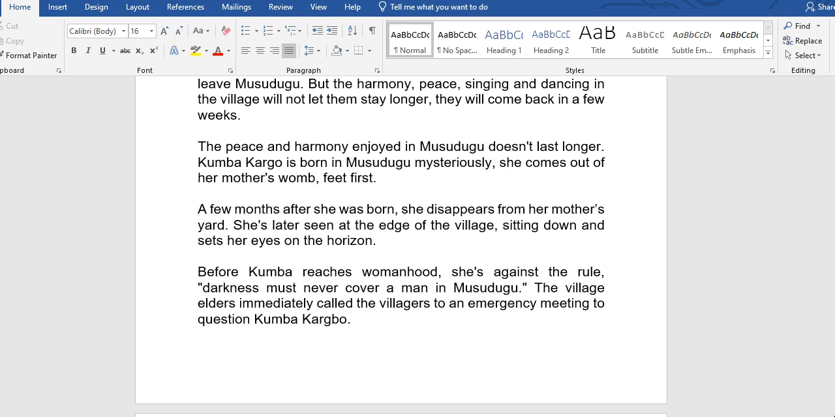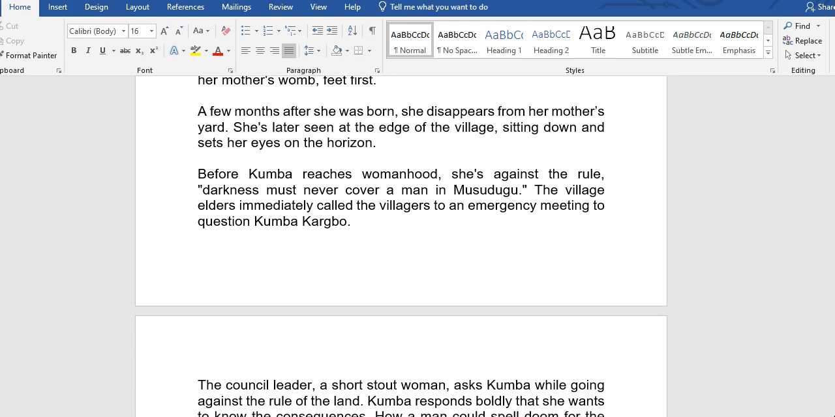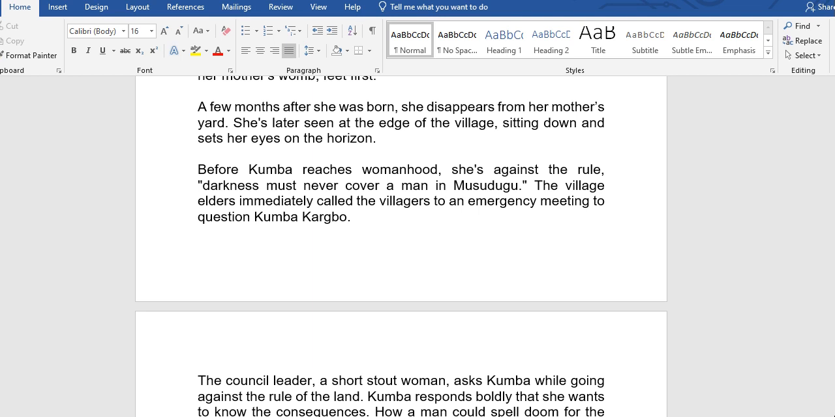A few months after she was born, she disappears from her mother's yard. She is later seen at the edge of the village, sitting down and setting her eyes on the horizon. Before Kumba reaches womanhood, she goes against the rule "darkness must never cover a man in Musudugu," quote and unquote. The village elders immediately called the villagers to an emergency meeting to question Kumba.